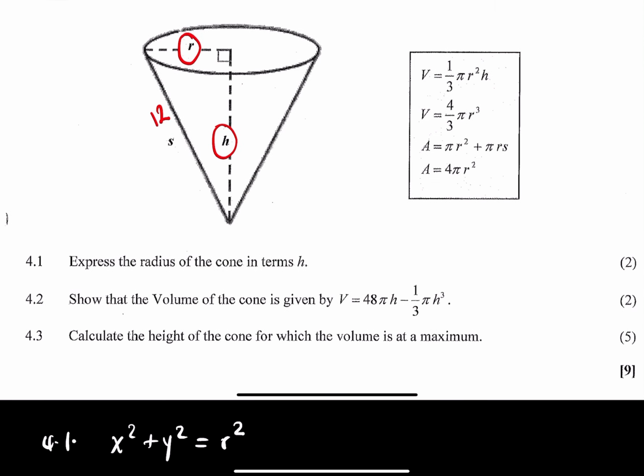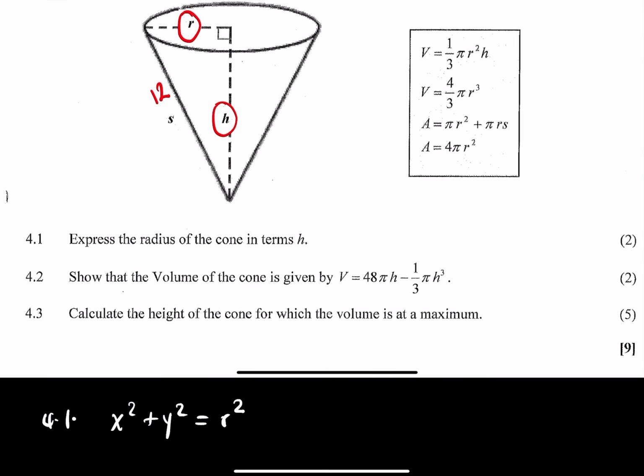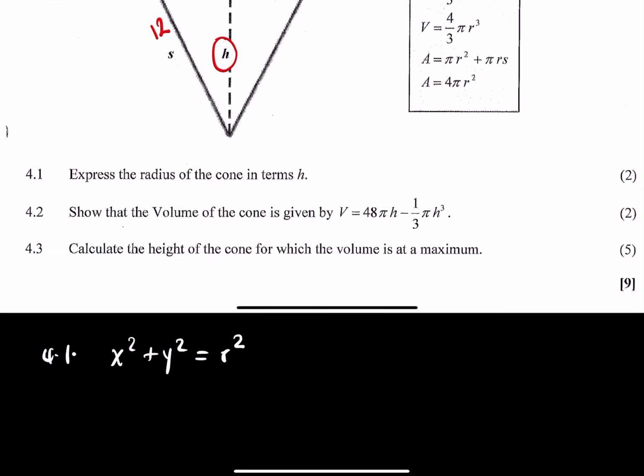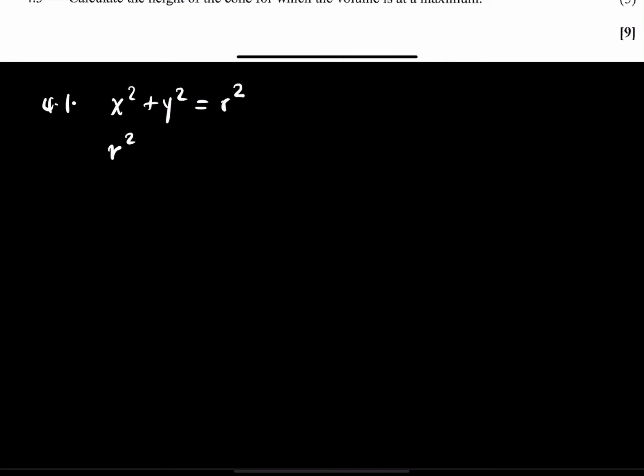We are going to say we have x squared plus y squared is equal to r squared. That is the Pythagoras theorem, where our x is the adjacent side, that is r squared, and then plus y, which is our h, and then our r, it's s. So I'm going to say this is your r squared plus your y is h squared is equal to s. But our s is given as 12 centimeters.